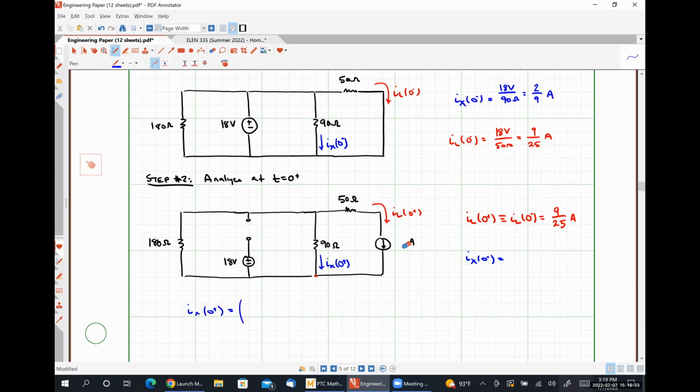Oh, and I forgot to change it here. So this should be 9/25. And then we have the branch we want, which is going to look like 1 over 90 ohms. And then we're going to have 1 over 90 ohms plus 1 over 180 ohms.